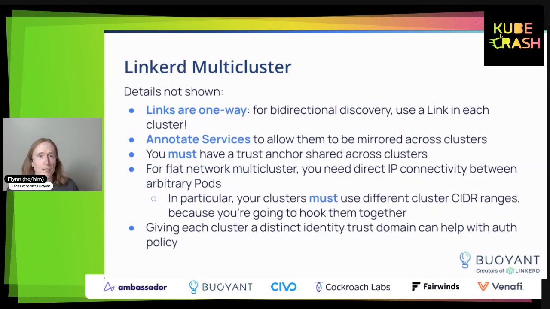Flat network multicluster. Again, you must have direct IP connectivity between arbitrary pods, no matter what cluster they're in. And that implies that your clusters must be using different cluster side arranges, because otherwise some of their pods can stomp on each other and things will get very, very confusing very quickly. Depending on cloud providers, this might be a really, really difficult thing to arrange. It might be impossible with some cloud providers. So, this is part of the reason why we keep supporting gateways in 2.14.